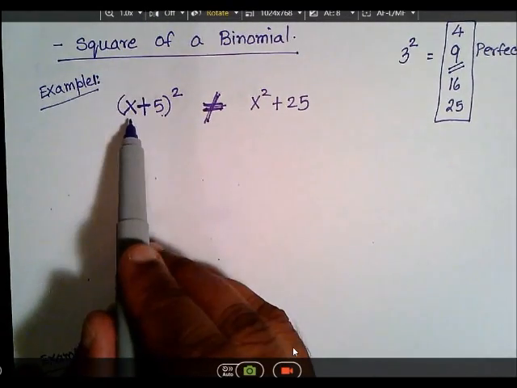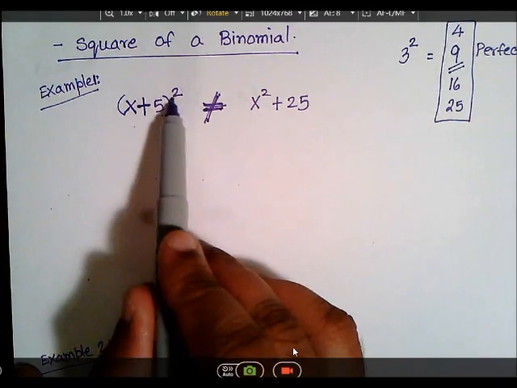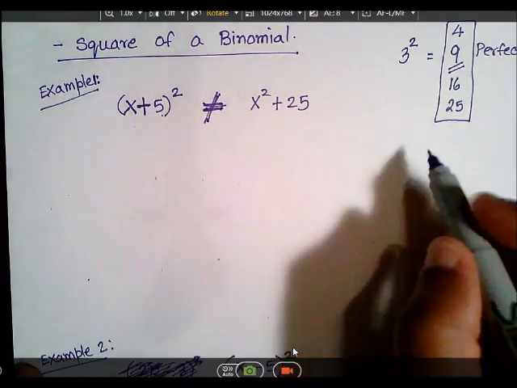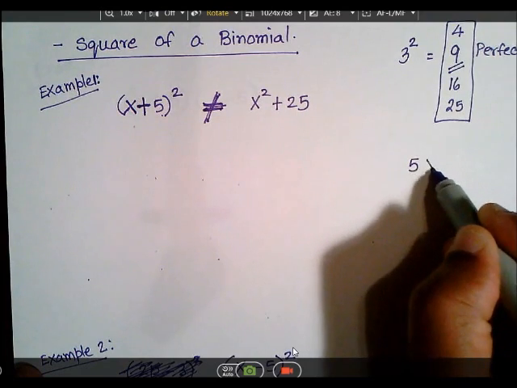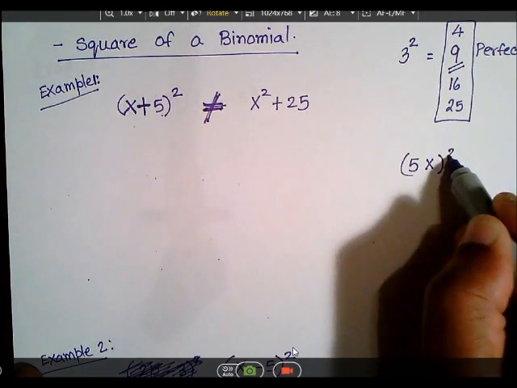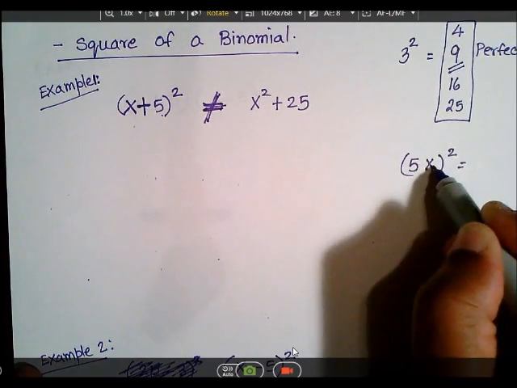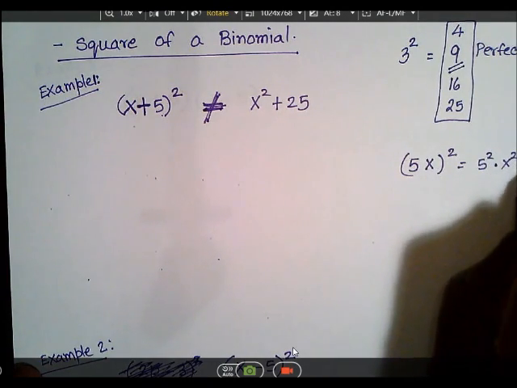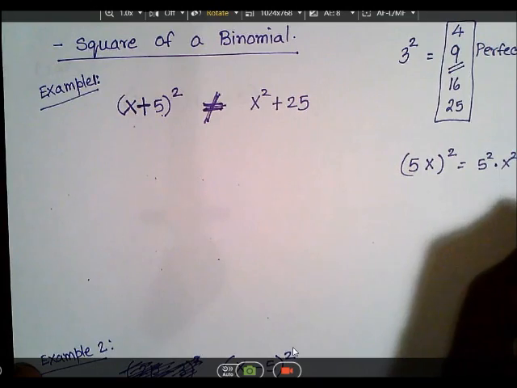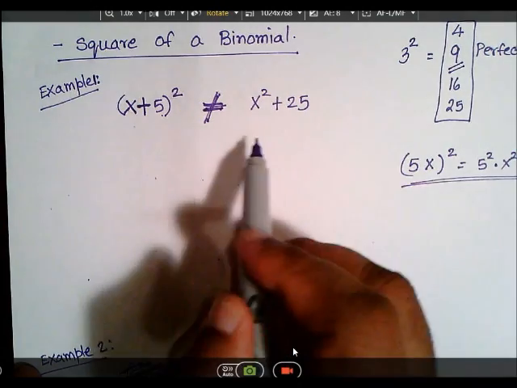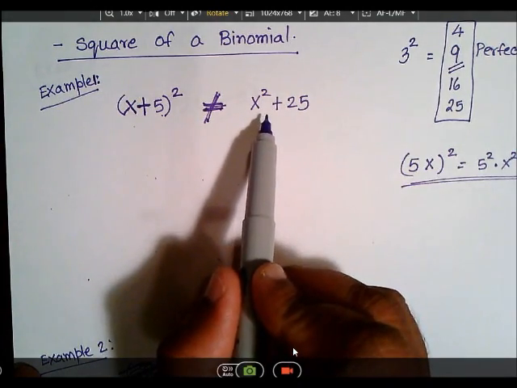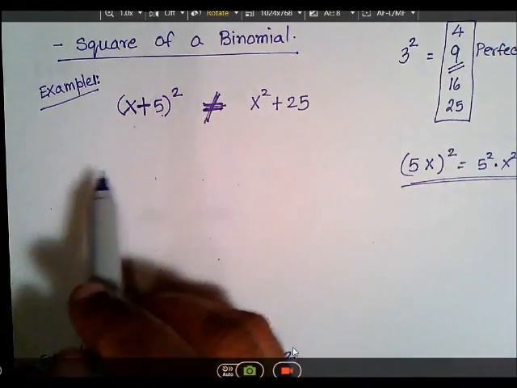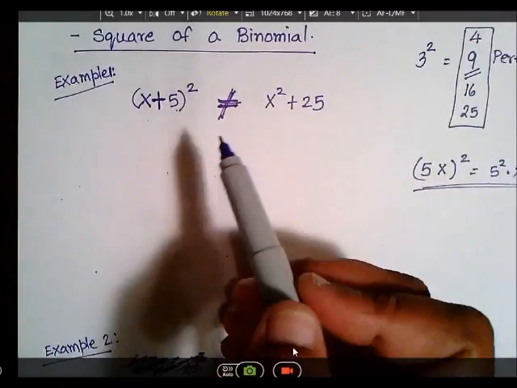So instead of doing x plus 5 the whole square, I cannot distribute the power to everybody, because this is not the same as (5x) to the power of 2, in which case I can distribute the power to everybody. It is 5 squared times x squared, which will give me 25x squared. So care should be taken not to make this mistake. It is not equal to x squared plus 25. So what is it then?